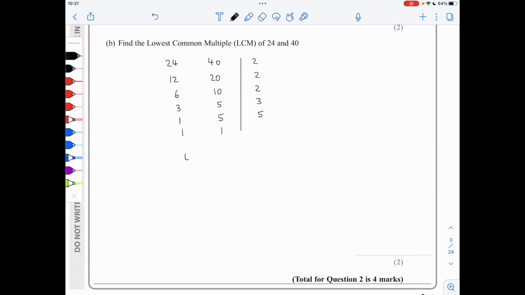And therefore the LCM is 2 times 2 times 2 times 3 times 5, which gives an answer of 120. This is the LCM of 24 and 40.